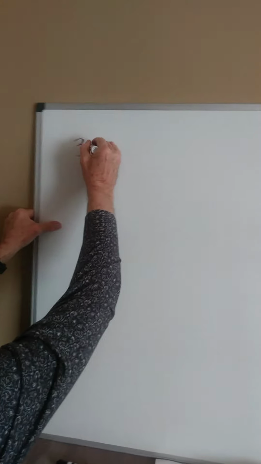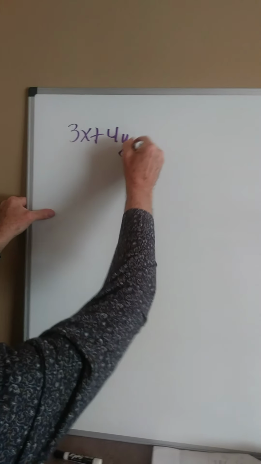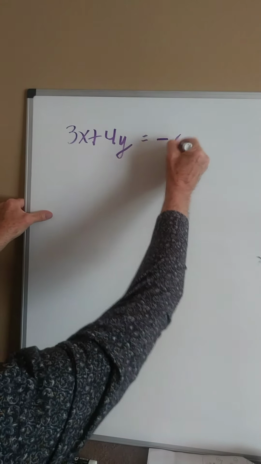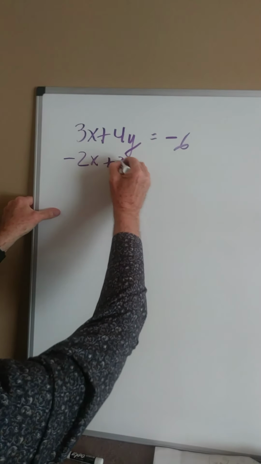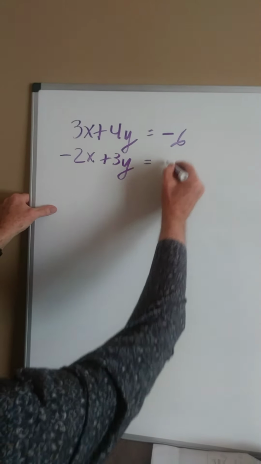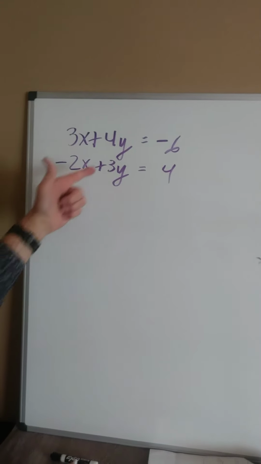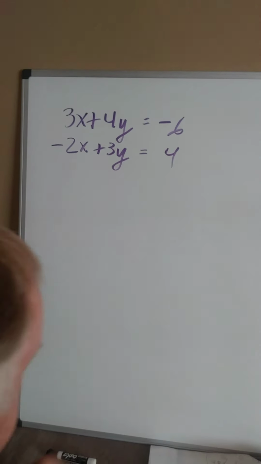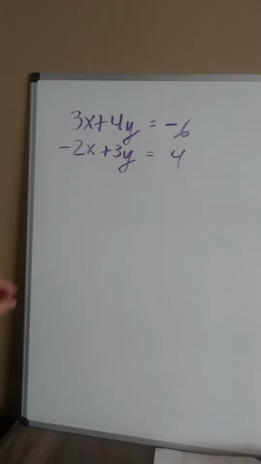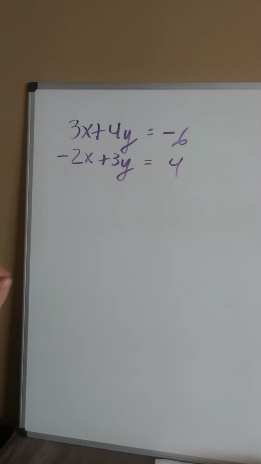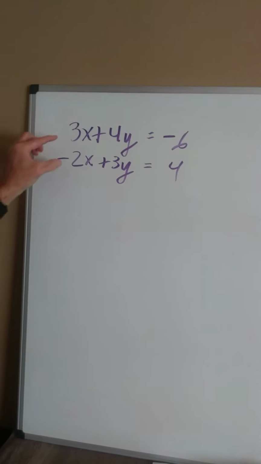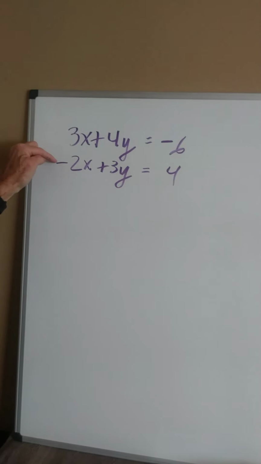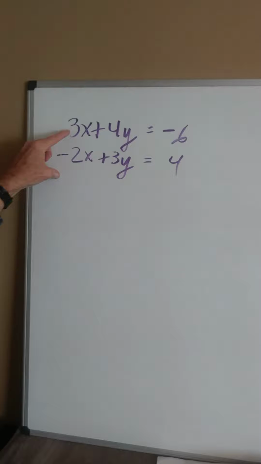3x plus 4y is equal to -6. -2x plus 3y is equal to 4. Now they're both in standard form. The coefficients of x and y are not opposites, so we're going to have to create them. Look at the coefficients of x. Don't disregard him for a moment.